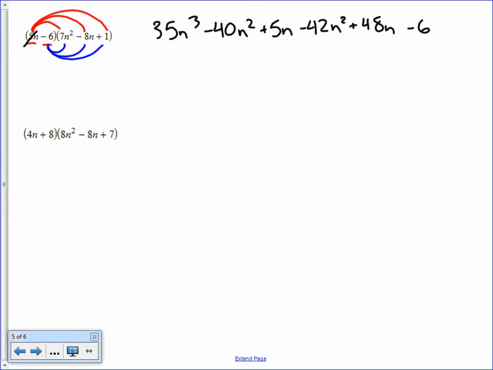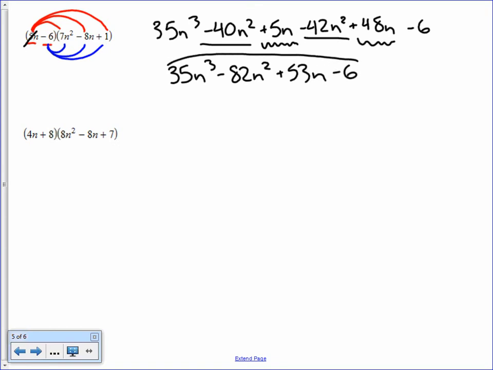So you notice how I have 6 terms in total. And now let's combine like terms. So you notice how we have -40n squared, -42n squared. Those can combine. And I can also combine the 5n and the 48n. The n cubed and the straight up number cannot be combined with anything, so we'll just leave that in the front and the end. So my final answer should be 35n to the third. Combine the n squareds, that's going to give me a -82n squared. 5n plus 48n, that's going to give me 53n, and then -6 on the end.